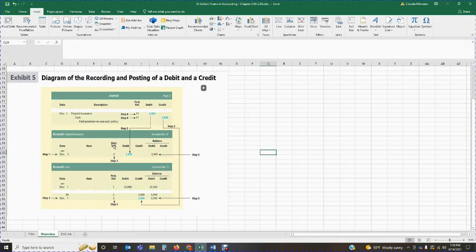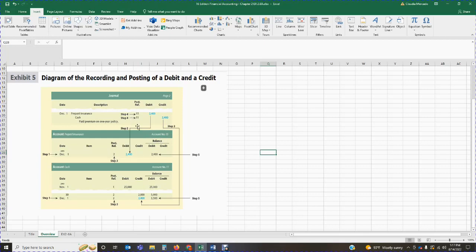Okay, so on the general ledgers, on the post reference column, you're going to enter the journal number. On the journal, you have to update your post-reference information. That's step number 4. On your post-reference for the journal, you have to enter the account number for each of the ledgers. So if you posted this transaction for $2,400 debit to prepaid insurance, you posted that where? I posted that on account number 15 right here. Okay? So that is step number 4.